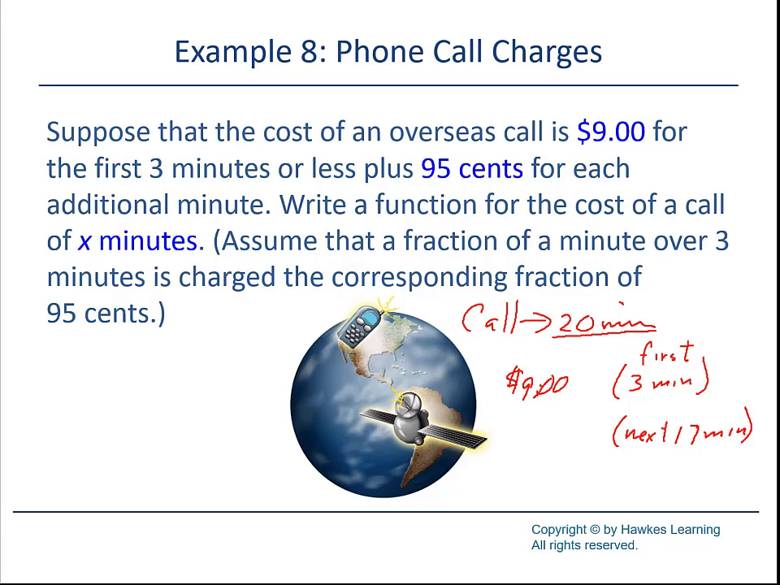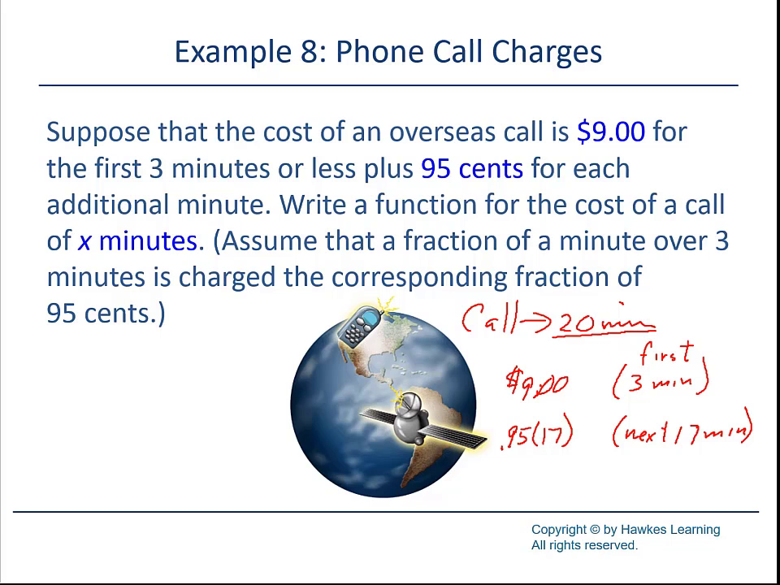Next 17 minutes. Each minute over that costs 95 cents. So the next 17 minutes are going to cost you 95 cents per minute times the 17 minutes. Now, if this isn't an even number of minutes, then this will be a fraction.